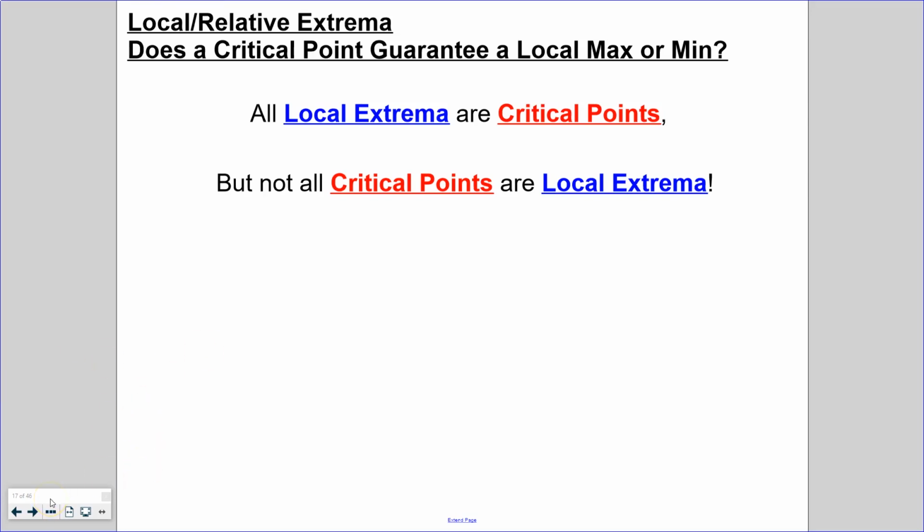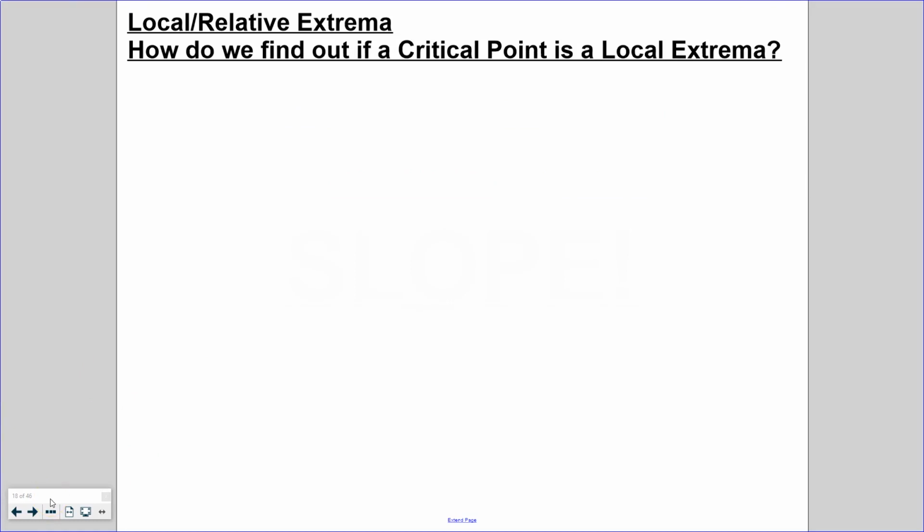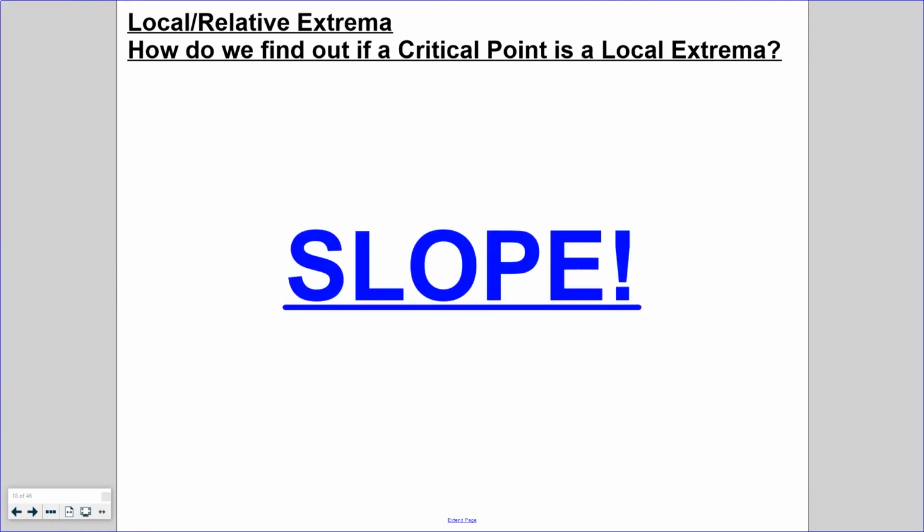Alright, so that begs the question, how do we find out if a critical point is a local extrema? Besides looking at the graph, because that's obvious and we're not always going to have the graph, what do we need to do to determine whether a critical point is a max or min? Well, it all has to do with everything we've been talking about so far, slope. Because slope tells us so much, rate of change.